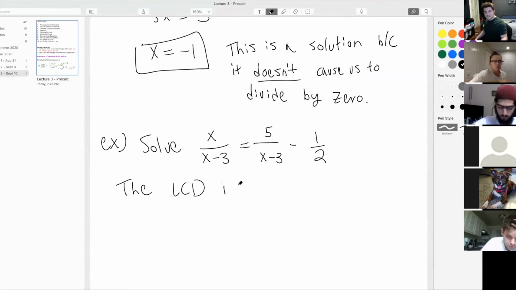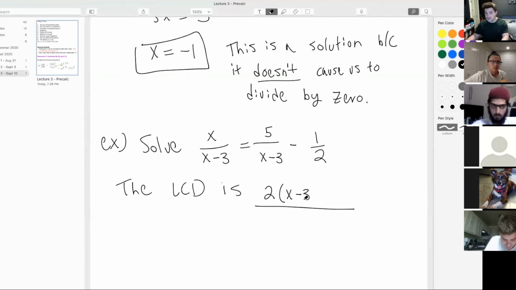So the LCD is... Would it be 2x minus 6? Yes, I would write it without distributing the 2, but yes. So you said 2x minus 6, which is equivalent to this. Yes, good. So that's the LCD. And you can always get the LCD just by multiplying all of the denominators of the fractions, okay?